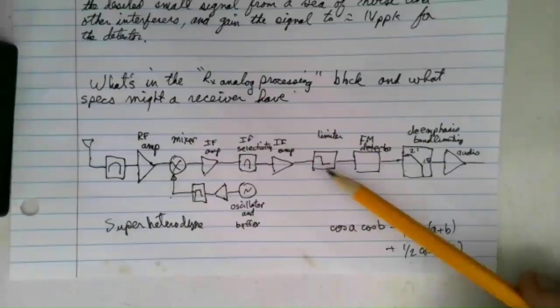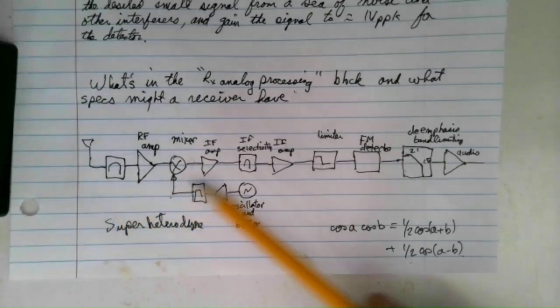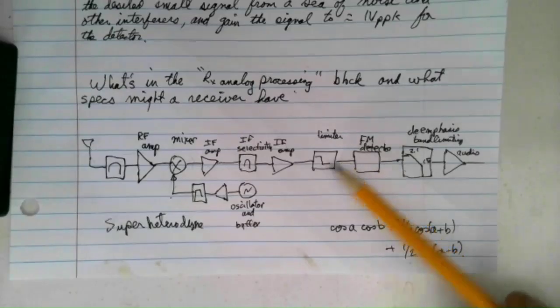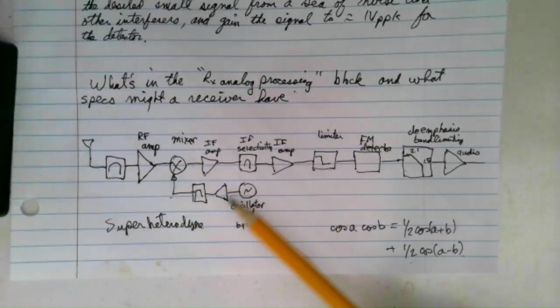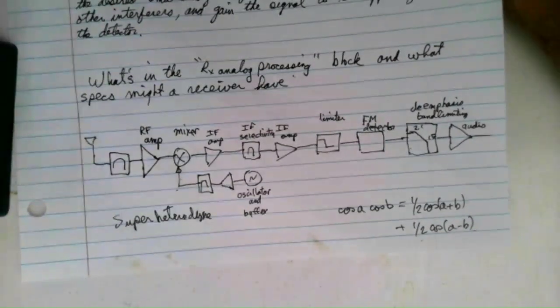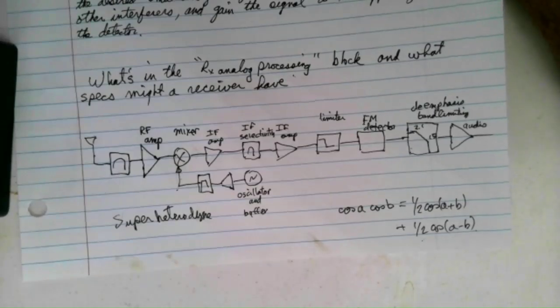Okay, so that is basically what we have in our analog processing block from here to here. There's your antenna. That's what's in the analog processing in a broadcast FM receiver, typically superheterodyne. All right, so we're going to pick up in a minute. We'll talk about some of the specs that you might have on an FM receiver. Not that you necessarily do on broadcast FM receivers, but some of the things you care about if you're a receiver designer.